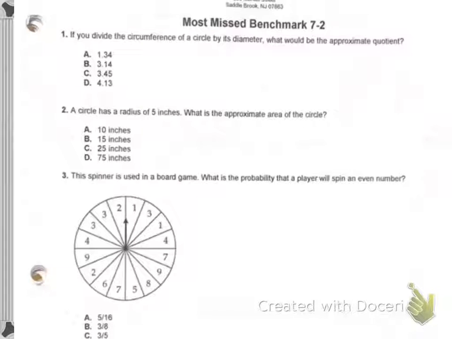Number 1, if you divide the circumference of a circle by its diameter, what would be the approximate quotient? All right, so let's just go ahead and write that out. So we have the circumference divided by the diameter. Well, we should know that C over D equals pi. That's one of the ratios that I didn't give you. So the answer is B.